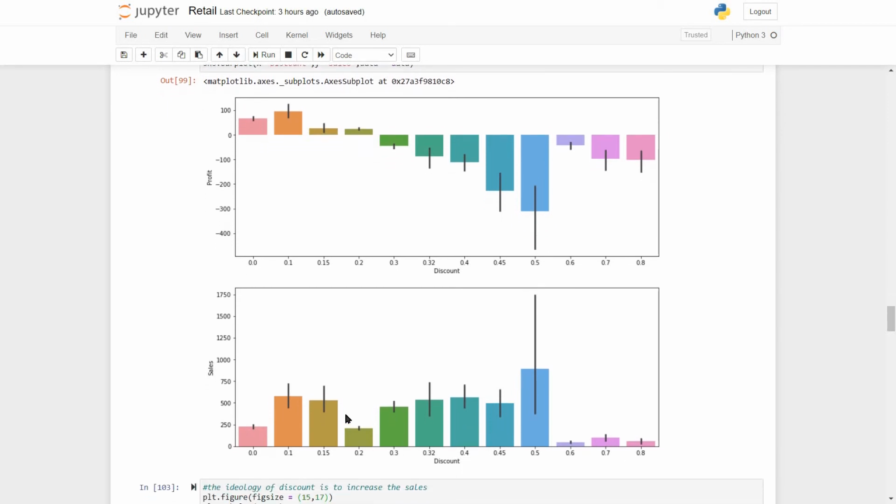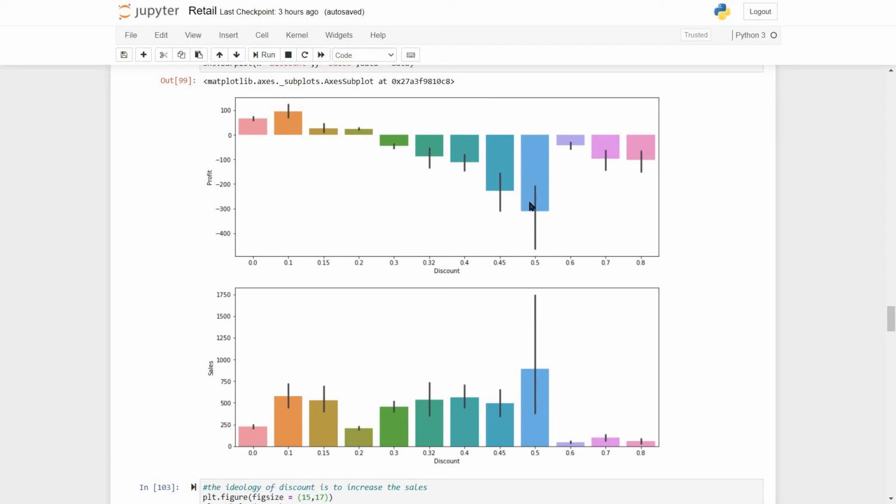Whereas the ideology of discount is to increase sales, are they really increasing sales? Yes, I guess they are. If you move from no discount to discounts, the sales are increasing. And the highest increase is when they provide 50% off.